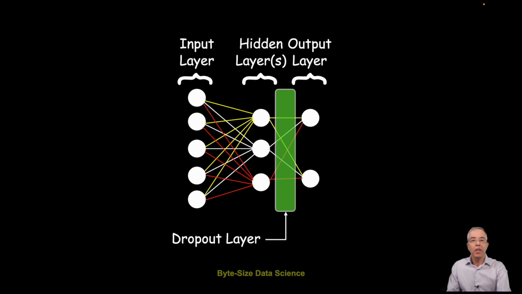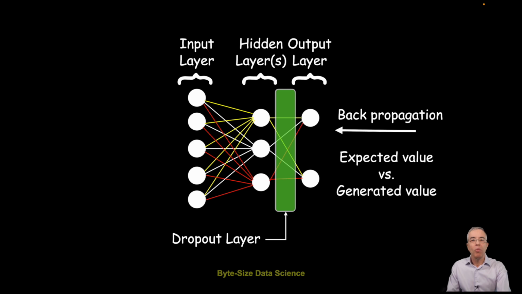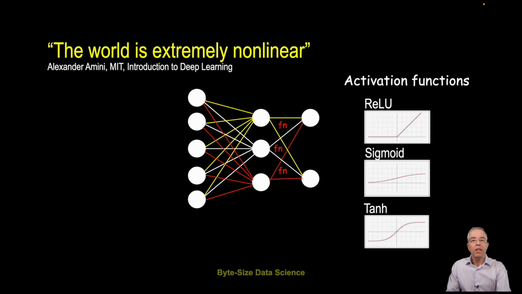When we train a neural network, we have an additional process called backpropagation. You can understand backpropagation as the process of taking the difference between the generated value and the expected value and propagating it back proportionally through the layers to adjust the weights, so the next time the generated value will be closer to the expected one. This weight adjustment is done in small increments so as not to pass over the optimal weight values. In the MIT Introduction to Deep Learning, Alexander Amini said the world is extremely nonlinear.